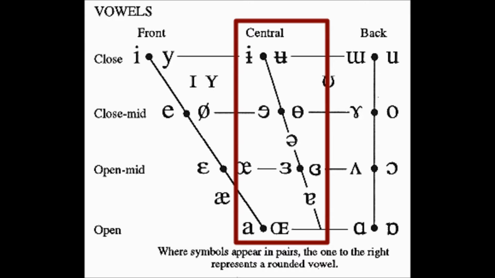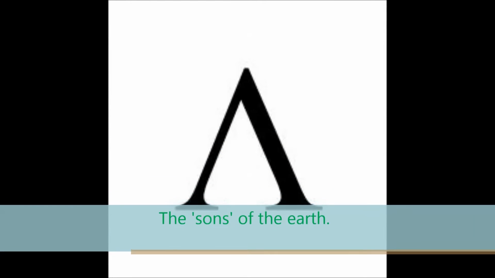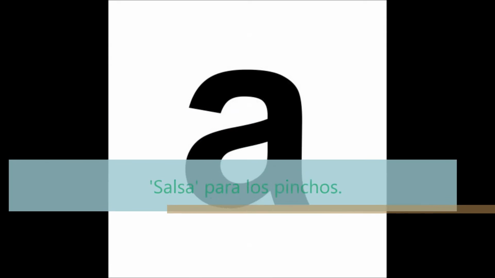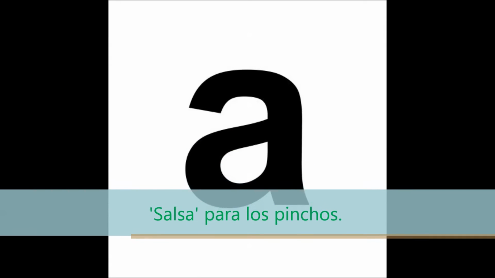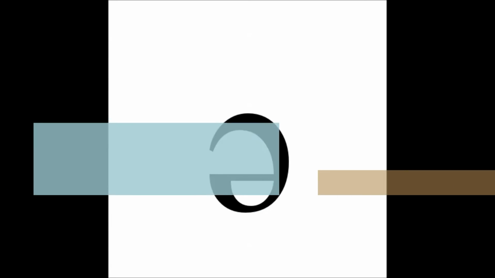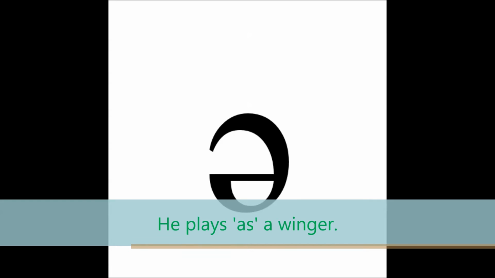The central vowel sounds. The sons of the earth. Salsa para los pinchos. These phonemes differ in the grade of constriction that there is between the tongue and the palate, and in the resonance made in the mouth. It means that the first one is longer and has more resonance than the second one. He plays as a winger. In Spanish, this phoneme doesn't exist.